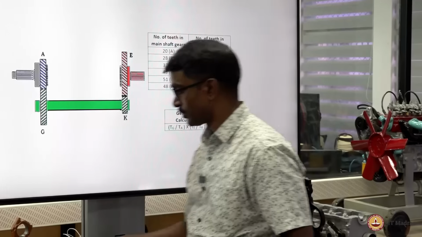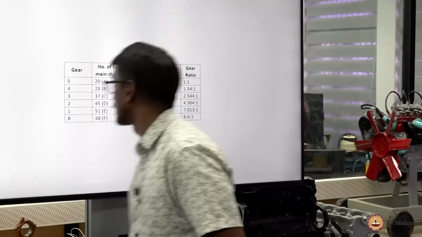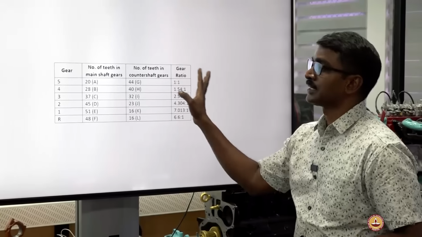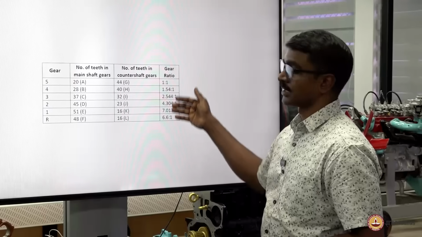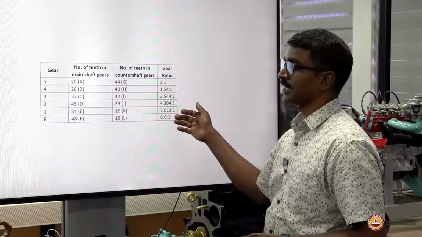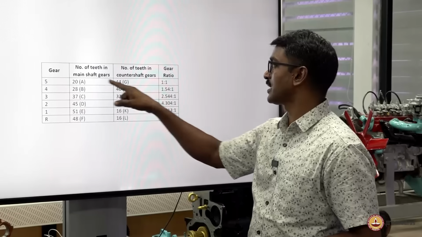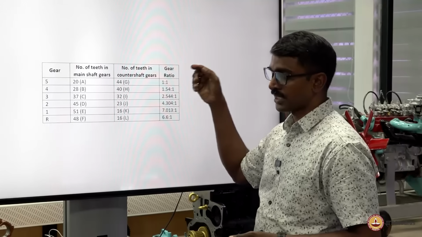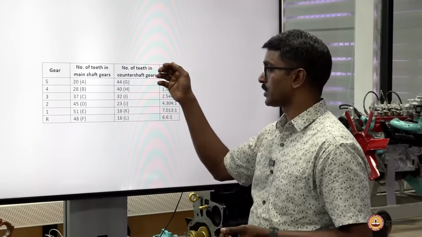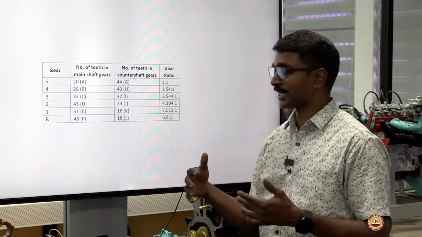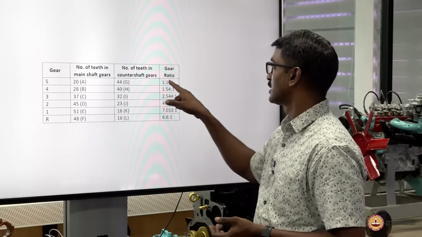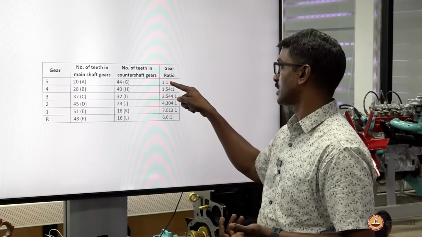Likewise, one has to do all the calculations for all the gears. This is the final gear ratio. As in the fifth gear, the output shaft, the main shaft and the input shaft are mechanically connected. So, the gear ratio is nothing but 1:1.